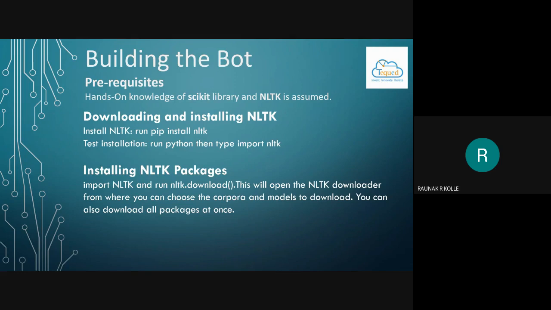Downloading and installing NLTK. We first install the NLTK library by running the pip command. We test the installation by running Python, then typing import nltk.